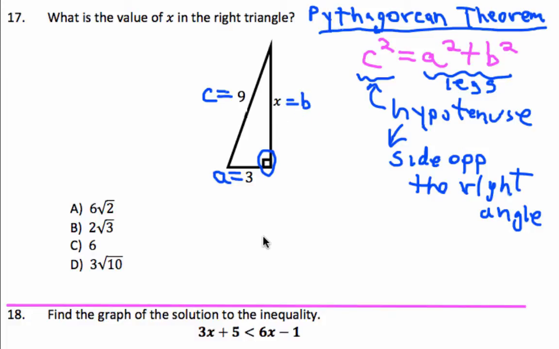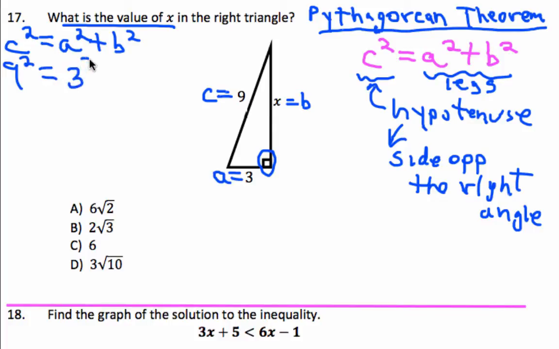So now to solve for the x, which we're asked to do, we just make use of that Pythagorean theorem and plug in. So c squared equals a squared plus b squared. 9 squared equals 3 squared plus x squared. Now we see here we have a quadratic equation. There's no x term, it's missing. So we'll have to make use of the square root property. So we want to isolate the x squared term. So 81 equals 9 plus x squared.